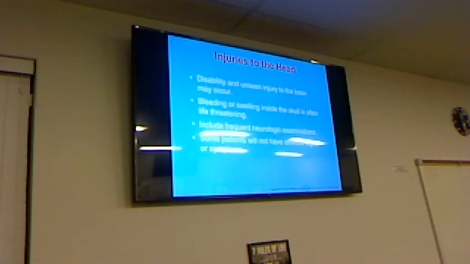Bleeding or swelling inside the skull is often life-threatening. Include frequent neurological examinations. So if you have a high index of suspicion that this is going on, you need to be reassessing. Some patients will not have obvious signs or symptoms. So again, not everything is seen.